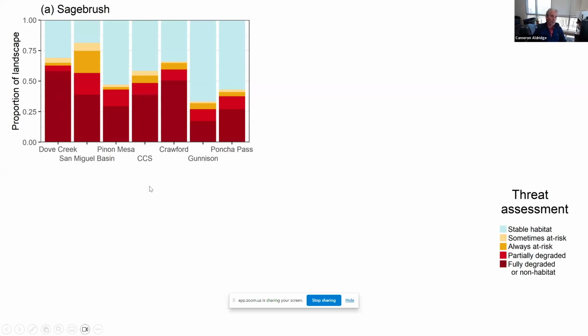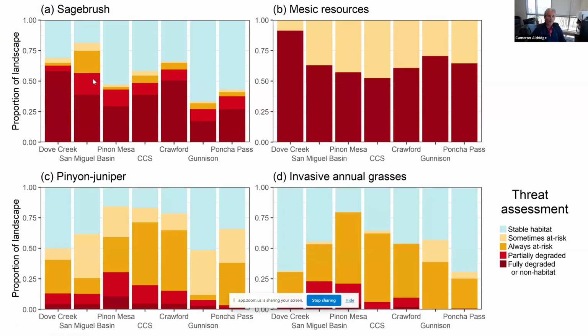So from a climate perspective, we're seeing that today some of these populations have really degraded sagebrush habitat already. The Gunnison population, which is the stronghold, is probably at its best right now. And the threats to losses of sagebrush aren't huge, with the exception of maybe the San Miguel Basin population looking forward. However, we can look at the other conditions, the mesic resources, which I show up here on the right. You can see the majority of these populations are dry, they've lost mesic resources, and they're at least sometimes, if not always, at risk for losing those into the future in 2070.